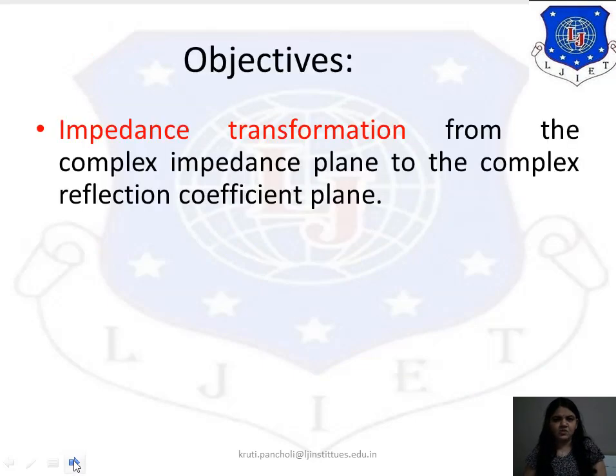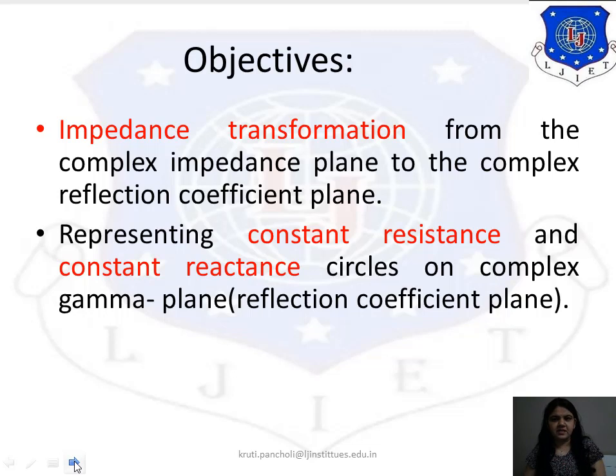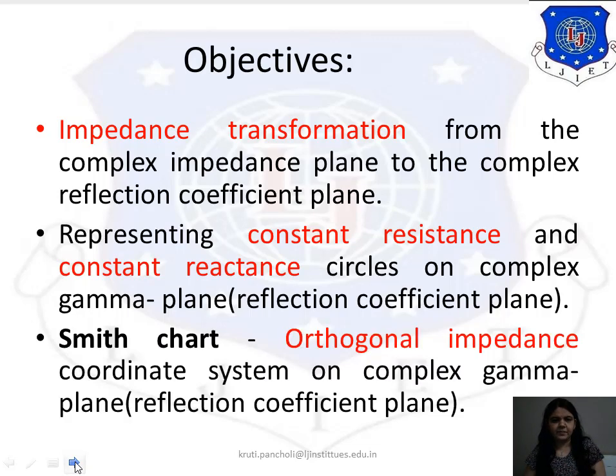So our objectives: the impedance transformation, that is from the complex impedance plane to the complex reflection plane, representing the constant resistance and constant reactance circles on the complex gamma plane, that is the reflection coefficient plane. The Smith chart is an orthogonal impedance coordinate system on the complex gamma plane, the reflection coefficient plane.